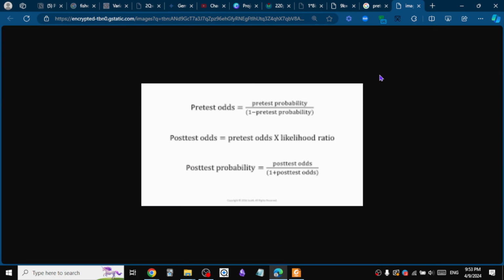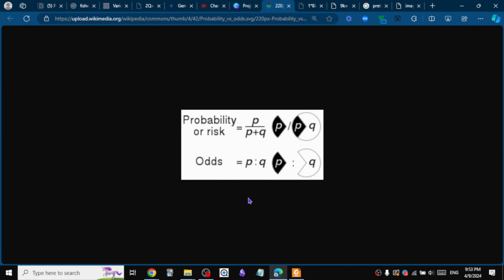All right. As we go further into pre-test, post-test, and likelihood ratios, a basic concept that I want to revise right now is the difference between probabilities and odds. Look at the diagram here. Odds represent the ratios between parts, and probability indicates my desired part divided by the entire thing.